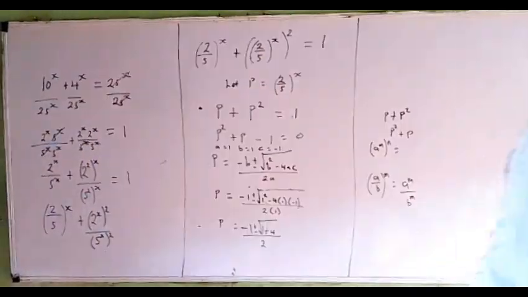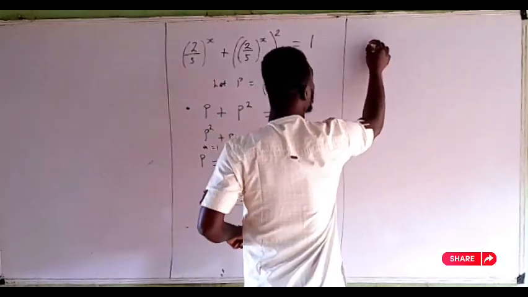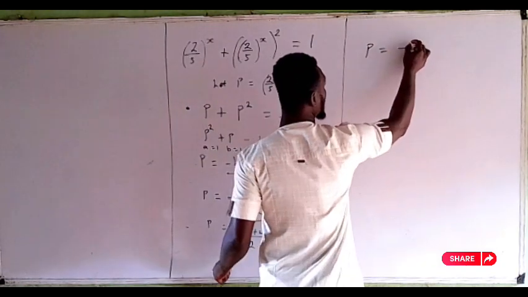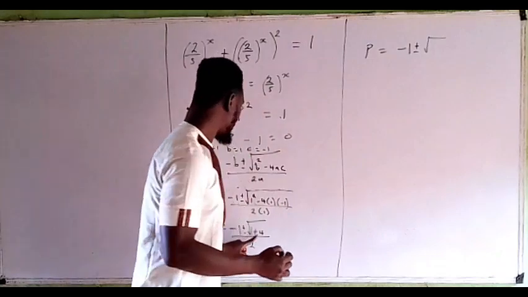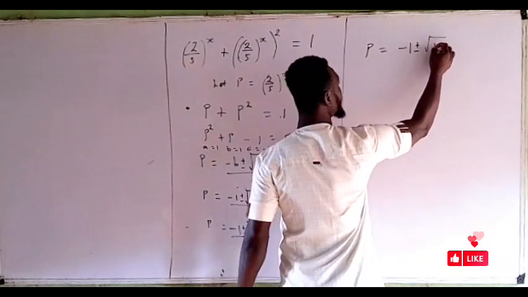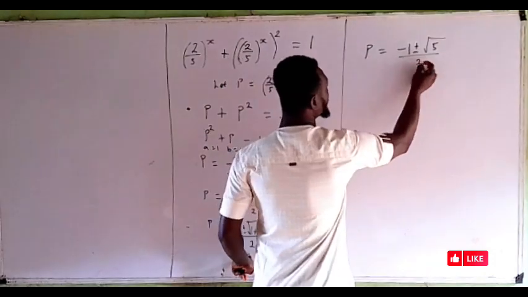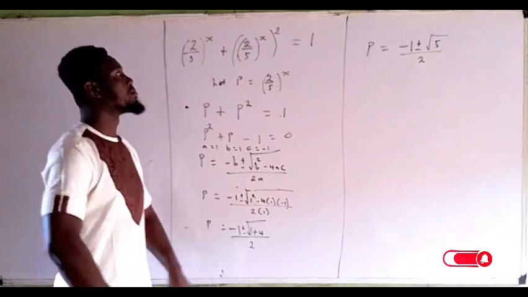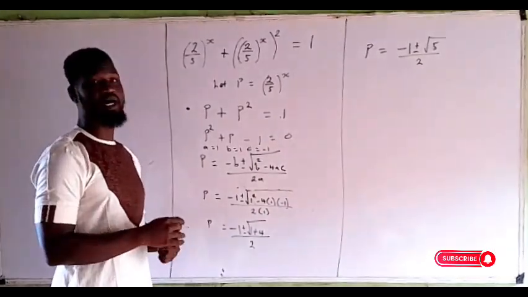So we continue. So p is equal to minus 1 plus or minus square root of 1 plus 4 is 5. So here is 5 all over 2. Okay. So this is the value of p. p is equal to minus 1 plus or minus root 5 all over 2.